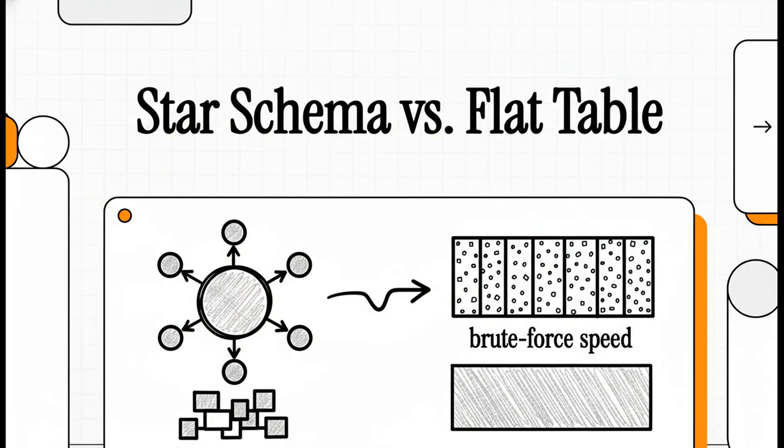Welcome back. Today, we are jumping into one of the biggest debates in the data world. What's the best way to organize your data for analysis? It's a real clash of titans, elegant structure versus pure brute force speed. And you know what? In today's cloud-first world, the winner is not nearly as obvious as you might think.